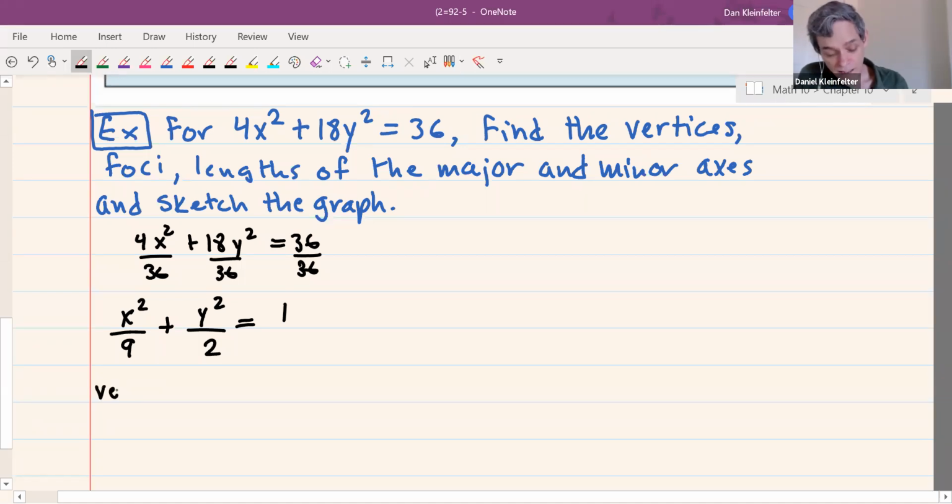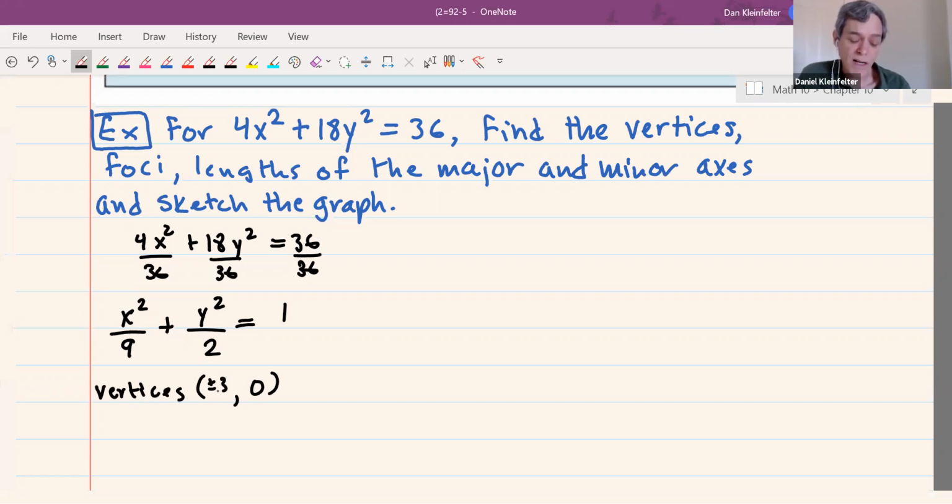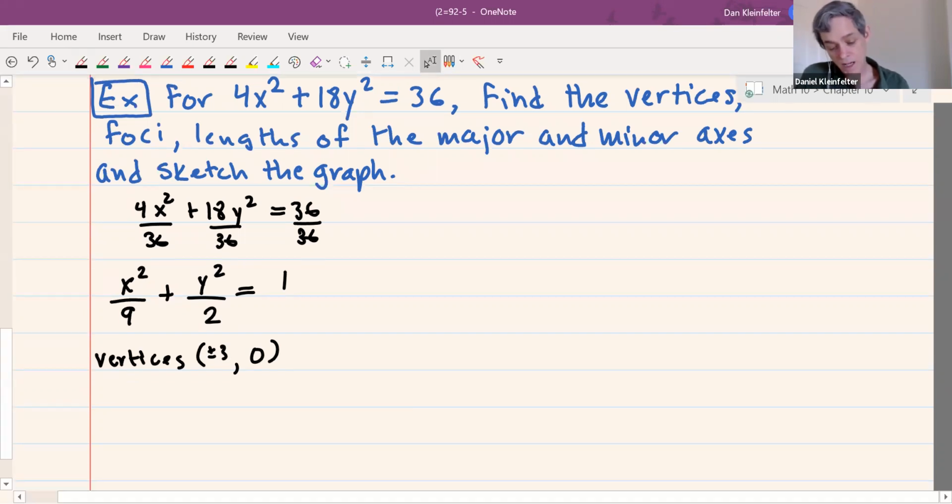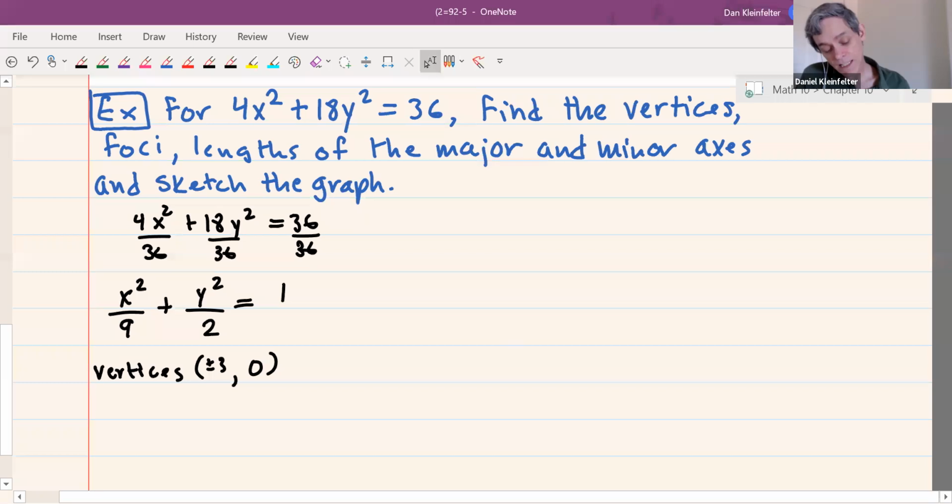So the vertices are going to be bigger in the x direction. So the y coordinates on the vertices will be 0, and their x coordinates are going to be plus and minus 3. So plus or minus 3, 0. Okay, notice that you can get that from the equation by substituting in y is 0. If y is 0, then x has to be plus or minus 3. Okay, so we found the vertices.